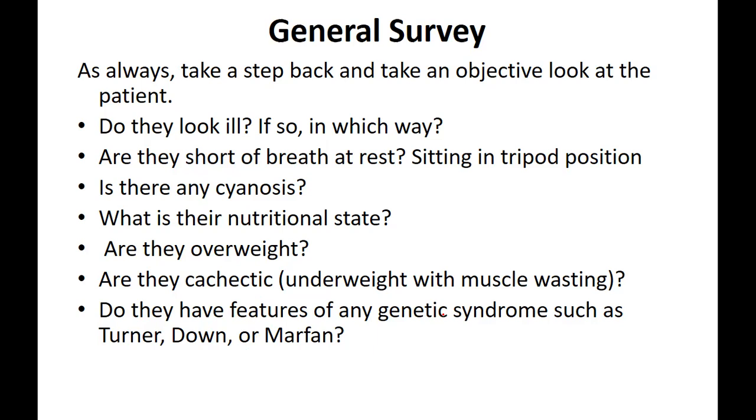Do they have features of any genetic syndrome such as Turner's syndrome, Down syndrome, or Marfan syndrome? With Marfan syndrome, you may see a tall, slender person with a long arm span. If you ask them to hold out their hands as if they are making a cross, and you measure the distance from the left finger across the chest to the right middle finger, you find that that distance will be longer than the height of the patient.